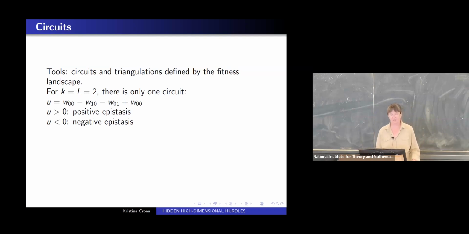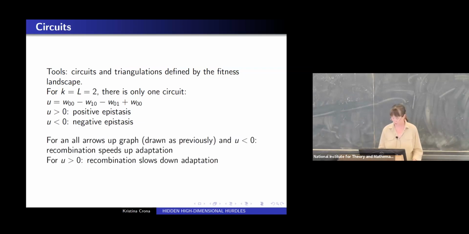Now, what can we do instead if L equals 3? I should first say that if we have an all arrows up graph here, then the simple description is that recombination speeds up adaptation if U is less than 0 and slows it down if U is greater than 0.